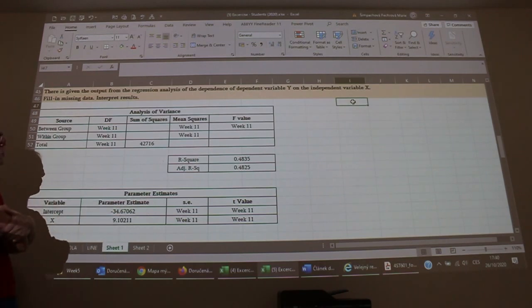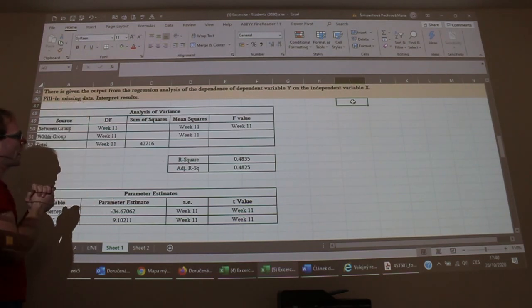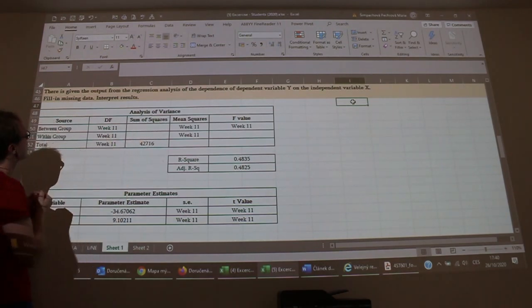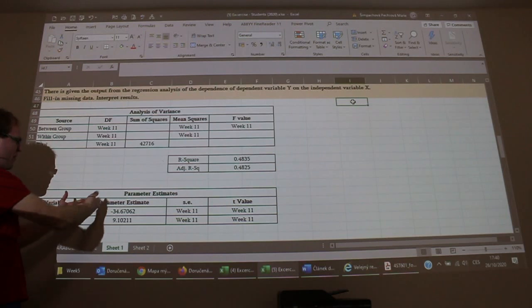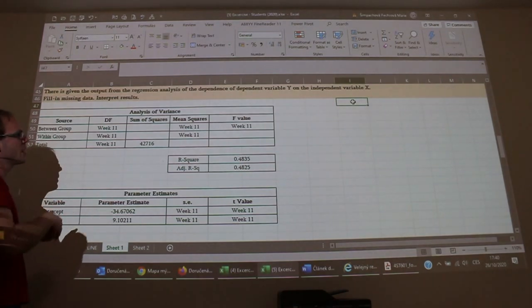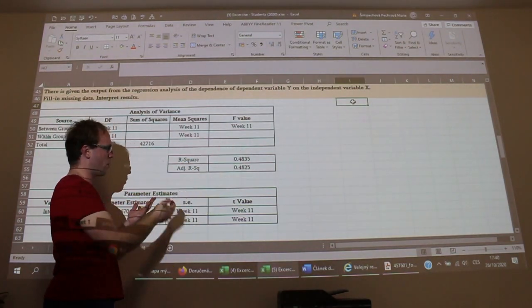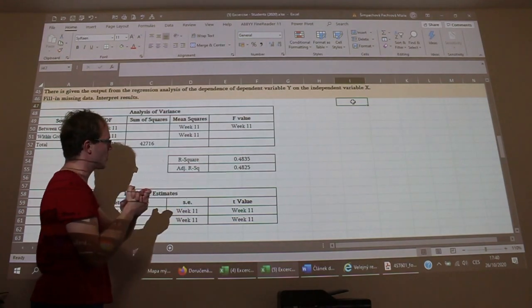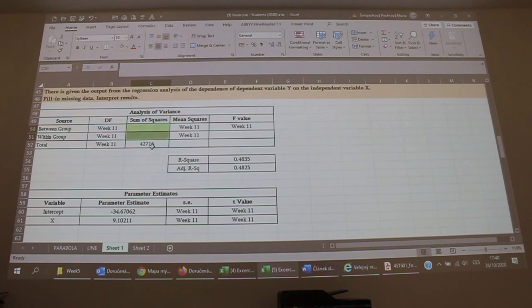There is the table with parameter estimates, and what can we do? Fill in missing data. What can we fill? For example, sum of squares. And we can interpret results because we have here parameter estimates. So we can write the line, and we can interpret the results, for example, on the basis of R square or the adjusted version of R square. So please check your formulas. It's necessary to complete these two cells.